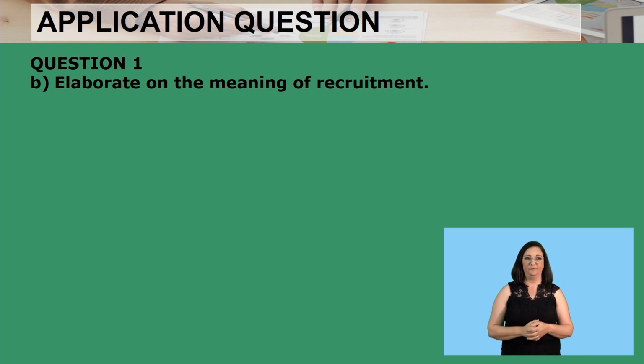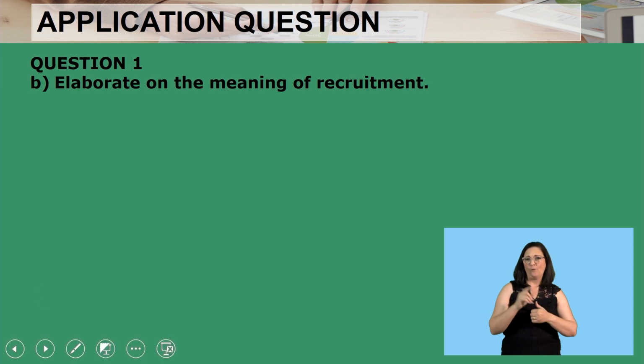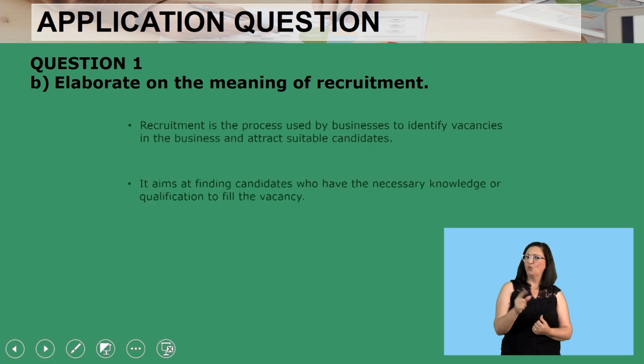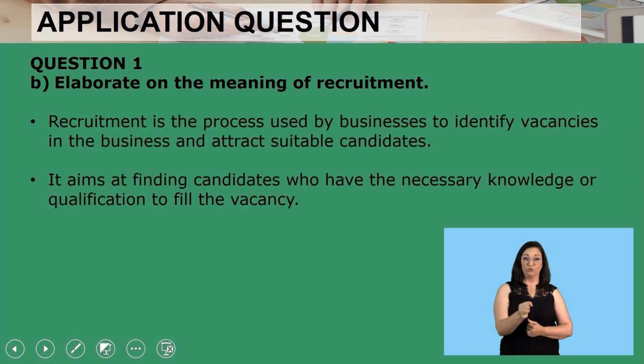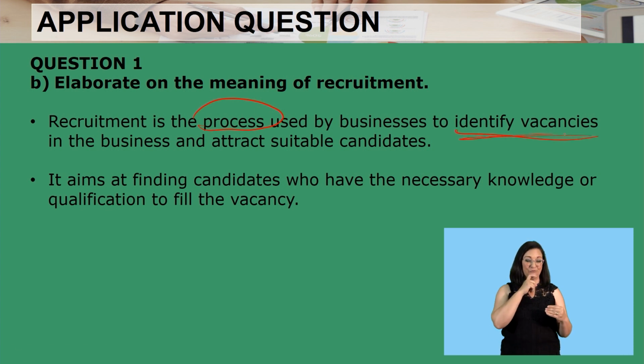Right, now we are looking at the second question, which says elaborate on the meaning of recruitment. So when you elaborate, you are expanding on the definition of recruitment, which is the first activity of human resources. When you are recruiting, what do you do? Right, let's read here. It says recruitment is the process, very important, that is used by businesses to identify vacancies in the business and attract the suitable candidates.